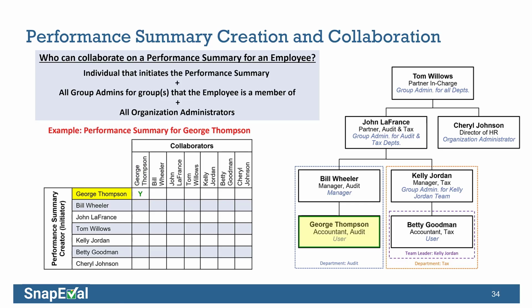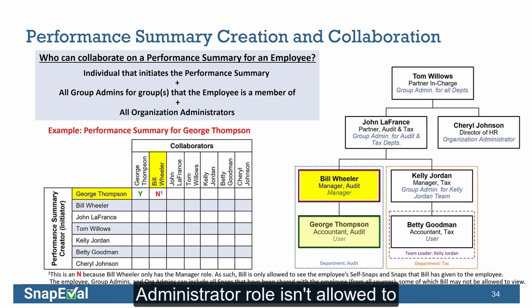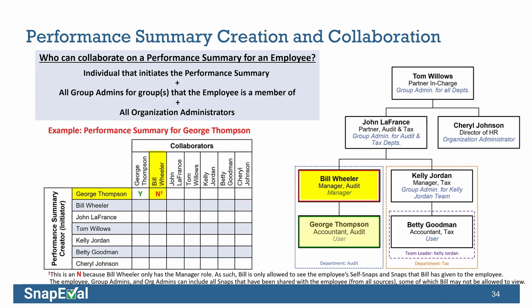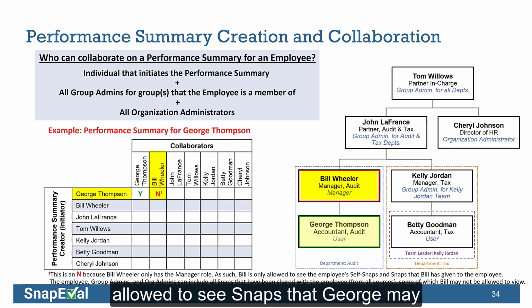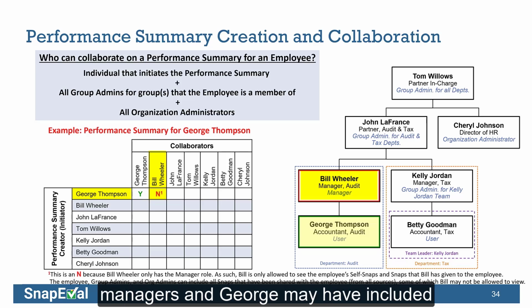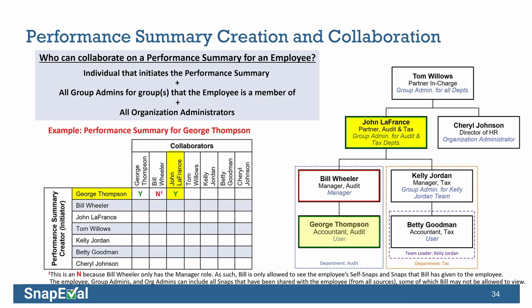performance summary. Bill Wheeler, who is George's manager but doesn't also have a group administrator role, isn't allowed to collaborate on this performance summary. The reason is because Bill only has the manager role, he's not allowed to see snaps that George may have received from peers or other managers and George may have included in his own performance summary. John LaFrance, who is a group administrator for the audit department group that George is a member of, is allowed to collaborate on the performance summary.